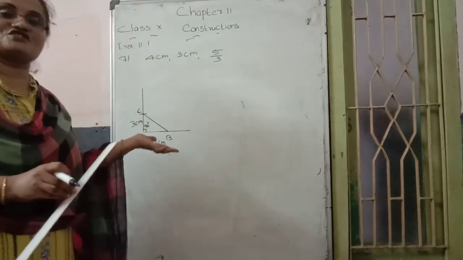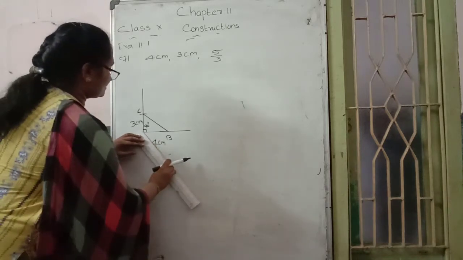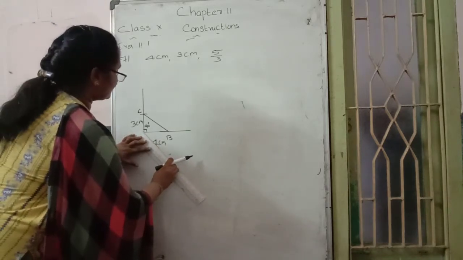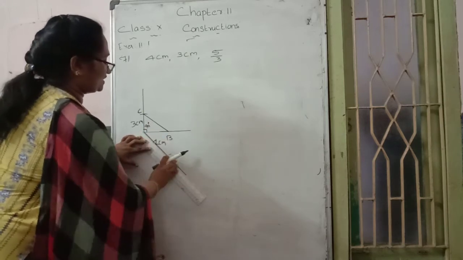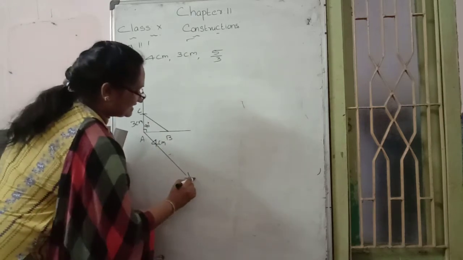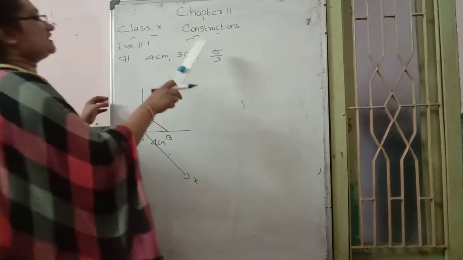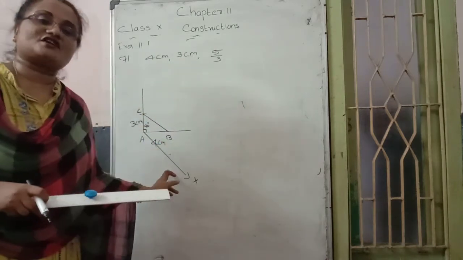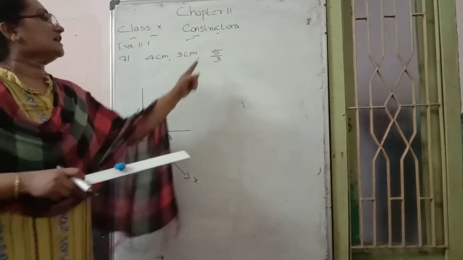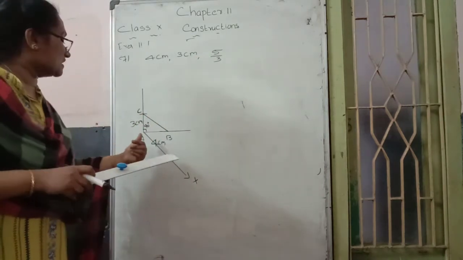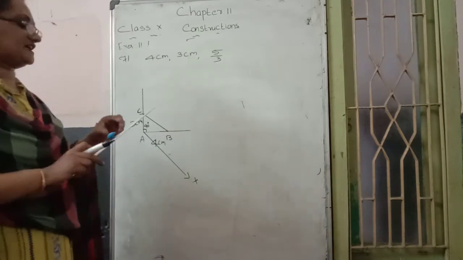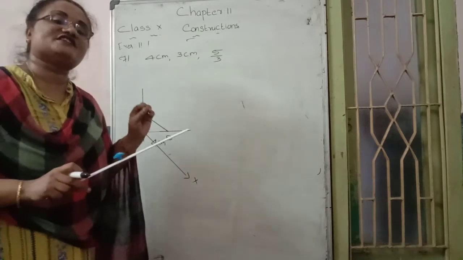Next, the same procedure. Here, consider vertex A. Draw an acute angle BAX, and mark it as X. Then how many points are marked on the ray AX? Here the higher value is 5. That's why we mark 5 points on the AX ray. Each of the 5 points, what is the width of each?